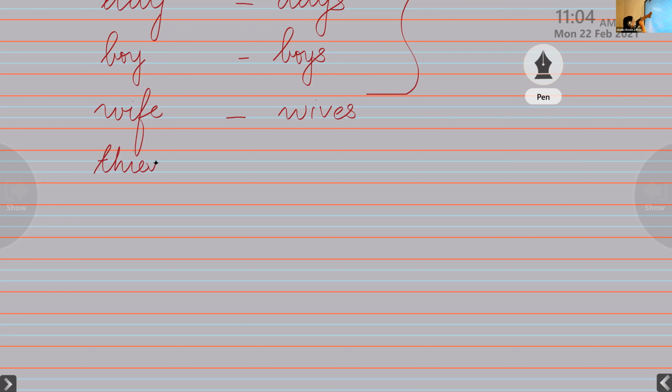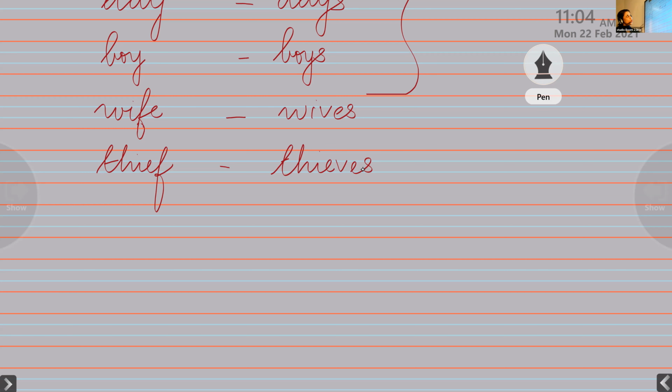Similarly, thief, THIEF. So it ends with F. So we have to add VES at the end of the word to make them into plural. So these are the words. Okay. So please do write it.